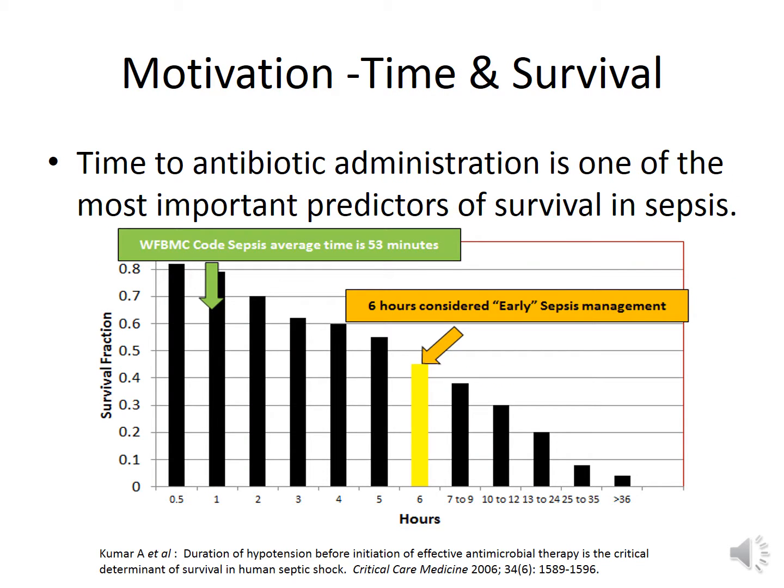For those patients, time to antibiotic administration is one of the most important predictors of survival in sepsis. From this picture, we can see that each time it grows, the survival rate is reduced, and the best time window is the first 6 hours. Early detection will result in a higher survival rate.